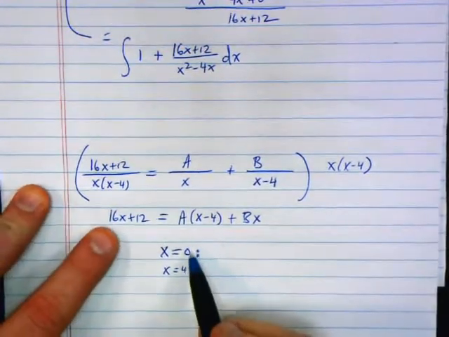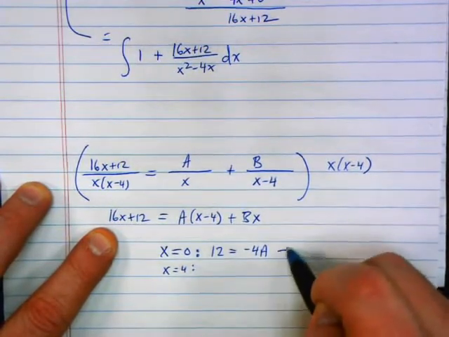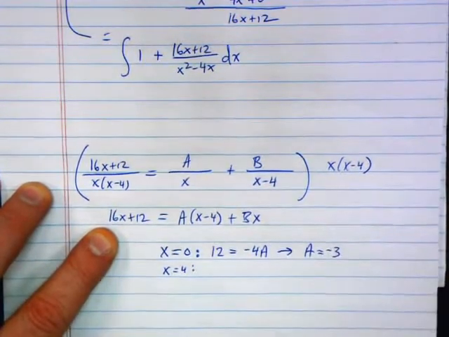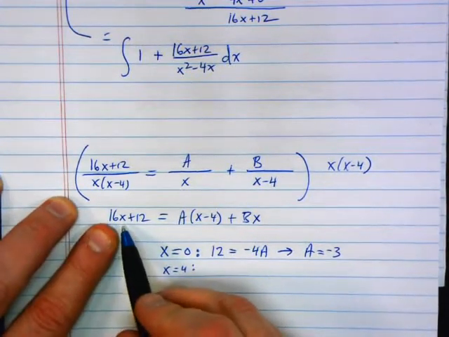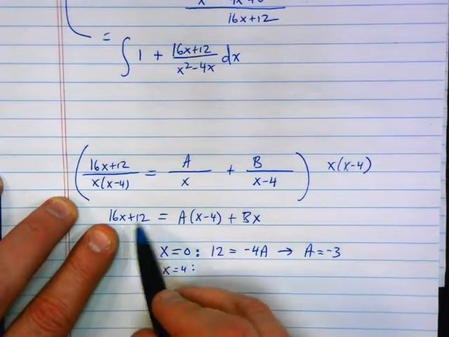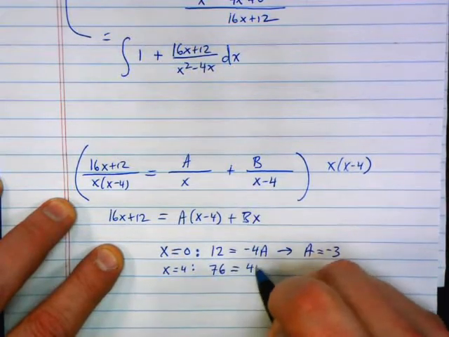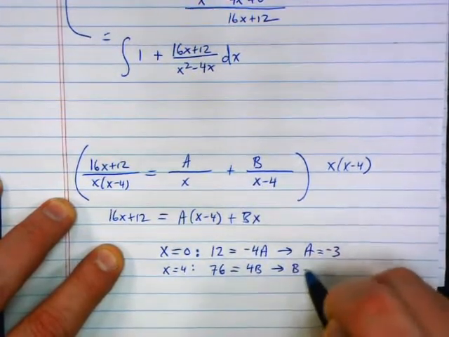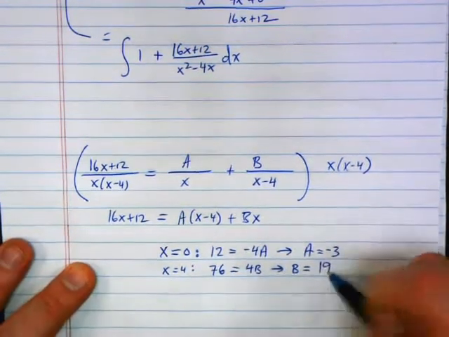When x is 0, I get 12 equals negative 4a, which tells me a is negative 3. And here, when x is 4, I get 16 times 4, that's 64. 64 plus 12, 76, equals 4b. So b is 76 divided by 4, which is 19.